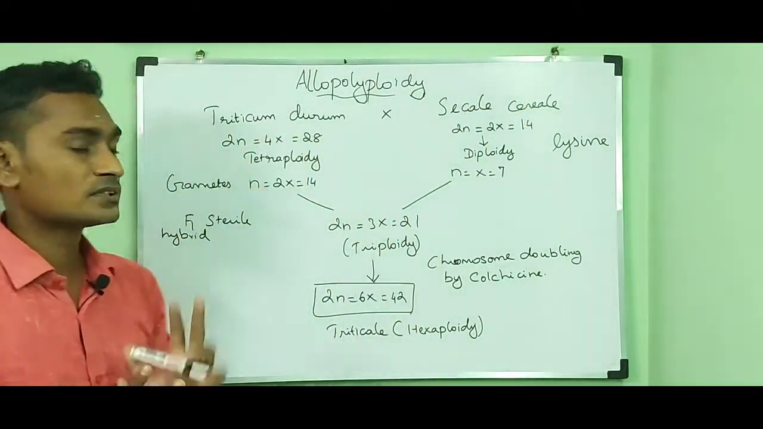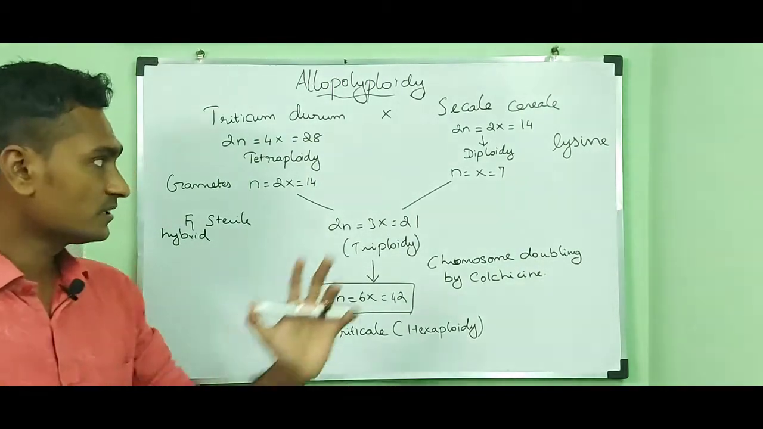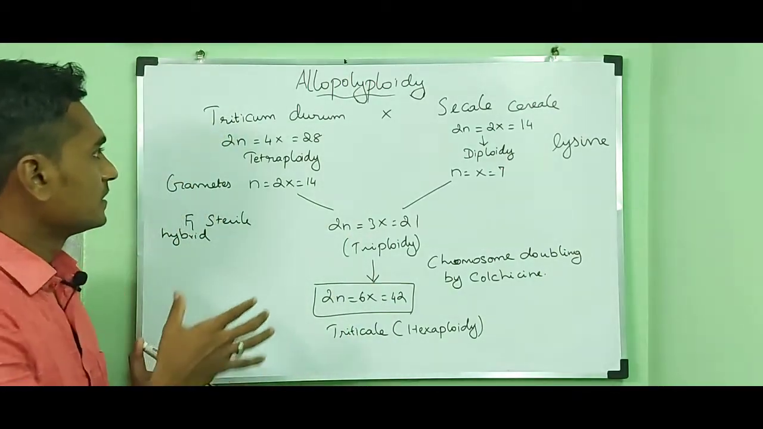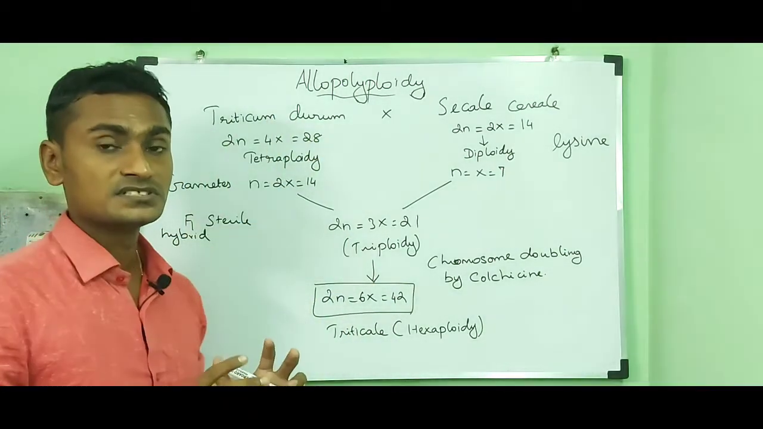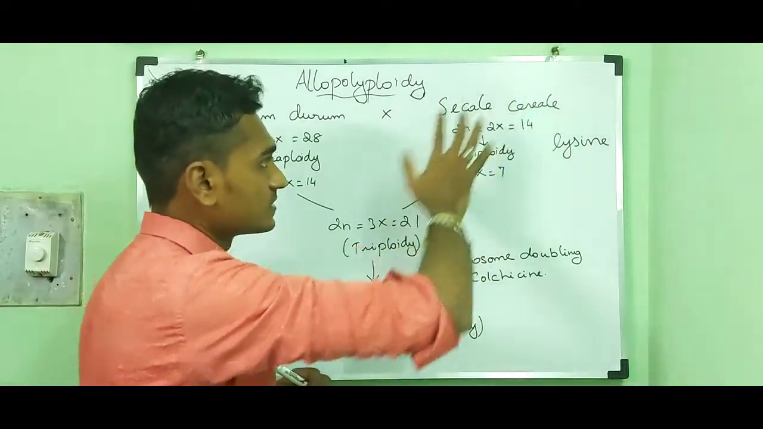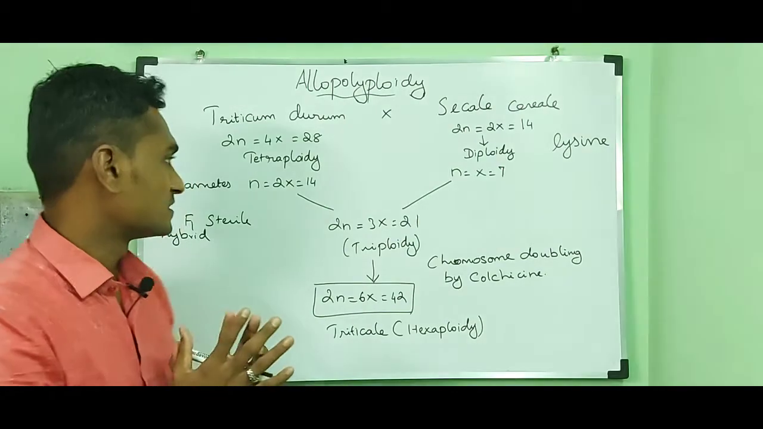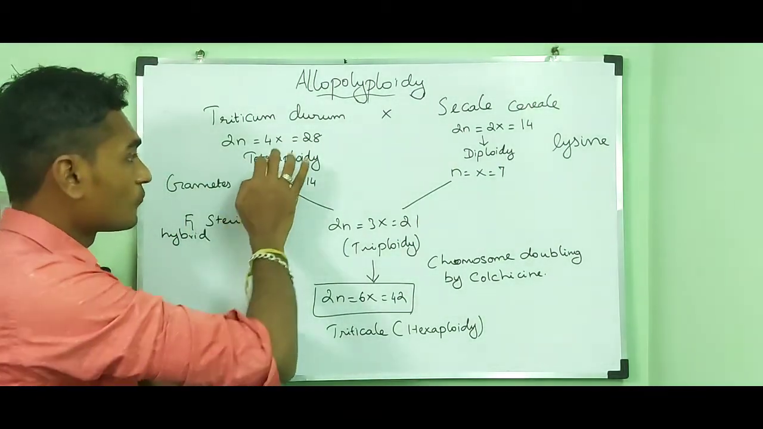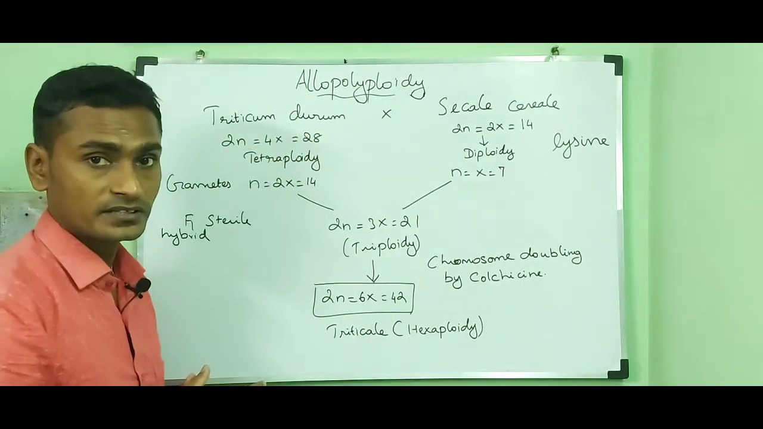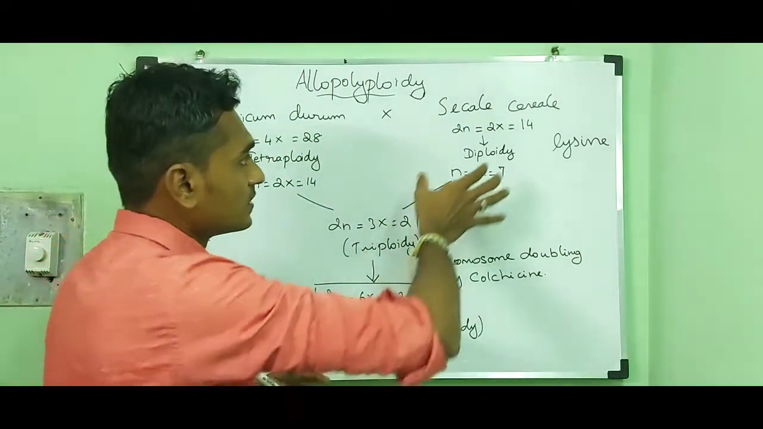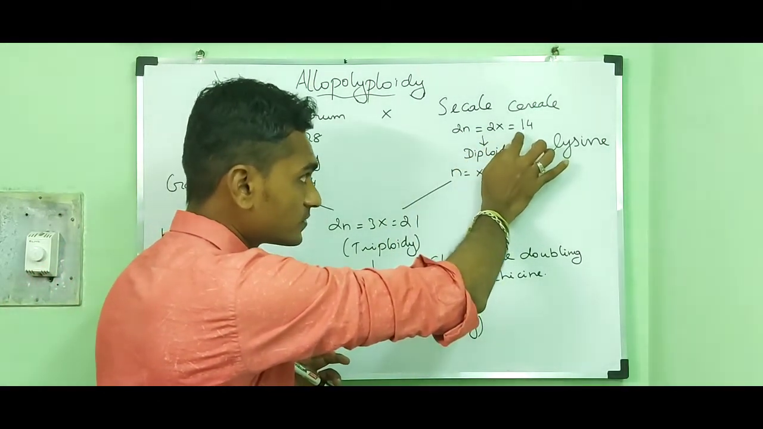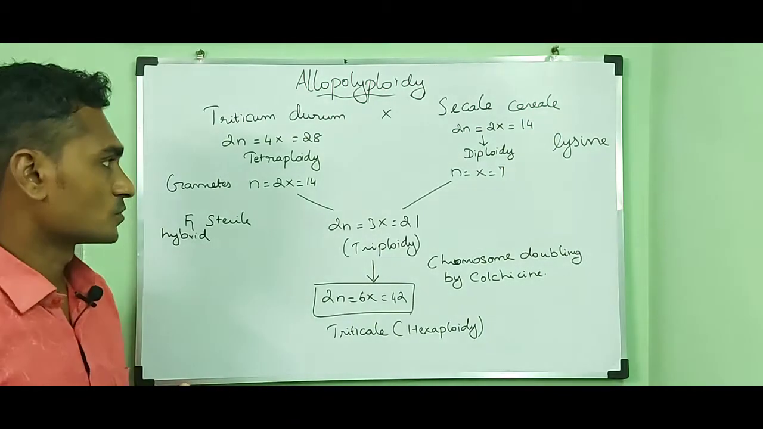Triticum durum is the scientific name for macaroni wheat. Secale cereale is the scientific name for rye. Triticum durum is tetraploid in nature, and Secale cereale is diploid. So 2n = 4x = 28 chromosomes, the tetraploid condition. Rye is in the diploid condition, 2n = 2x = 14 chromosomes.